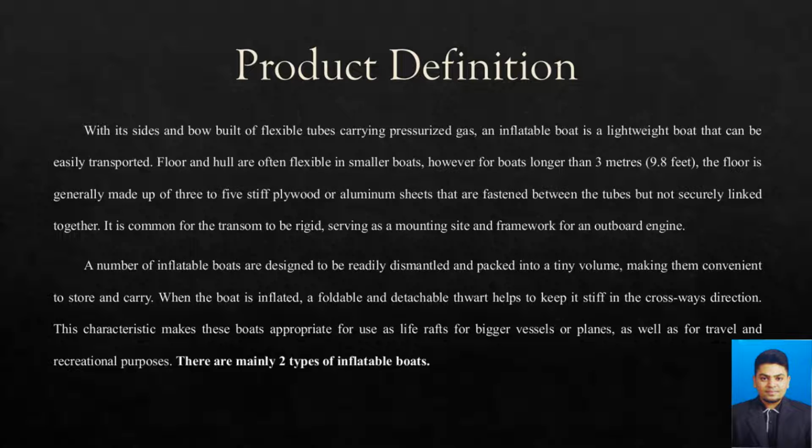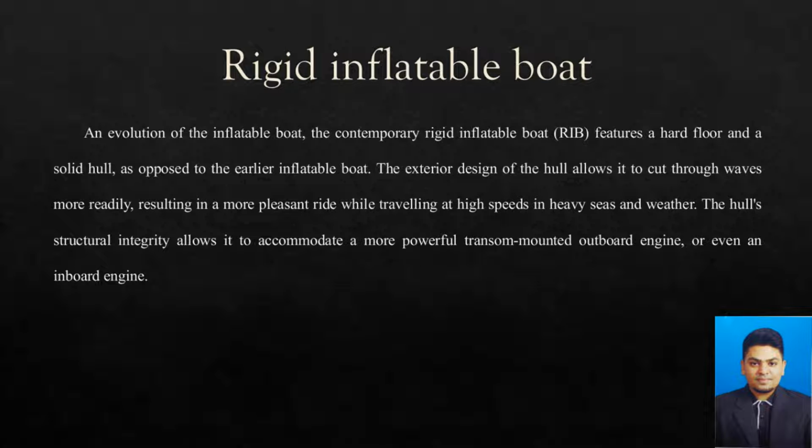There are mainly two types of inflatable boats. One of them is the rigid inflatable boat. An evolution of the inflatable boat, the contemporary rigid inflatable boat, also known as RIB, features a hard floor and a solid hull, as opposed to the earlier inflatable boats. The exterior design of the hull allows it to cut through the waves more readily, resulting in a more pleasant ride while traveling at high speeds in heavy seas and weather.